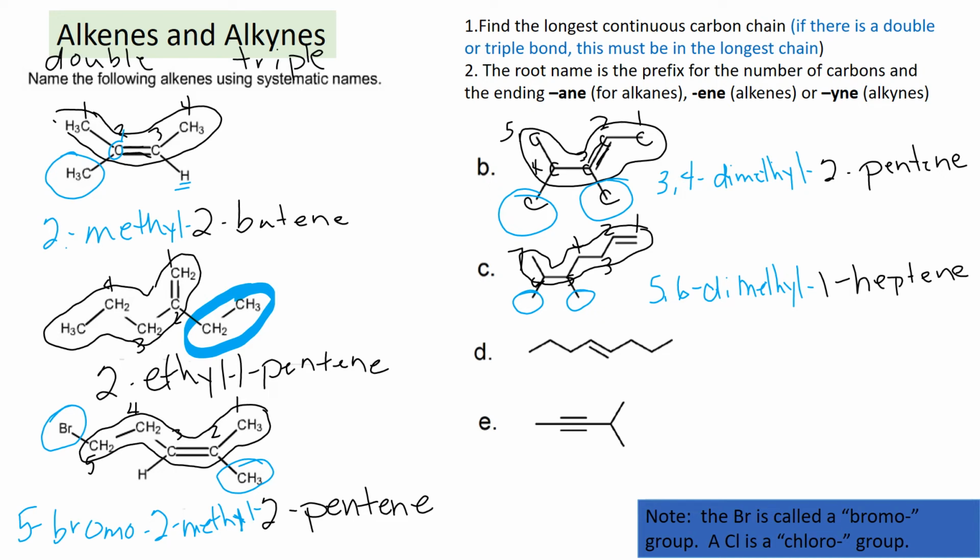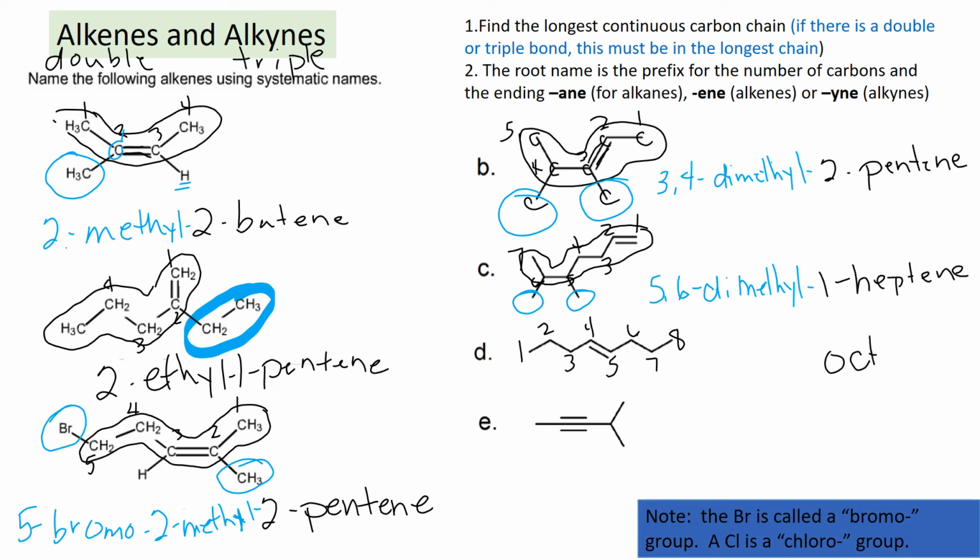This molecule, we don't have branches, it's just the longest chain. So we can number it 1, 2, 3, 4, 5, 6, 7, 8. And if we numbered it the other way, 1, 2, 3, 4, 5, so it doesn't matter. We're going to end up with the double bond between 4 and 5.